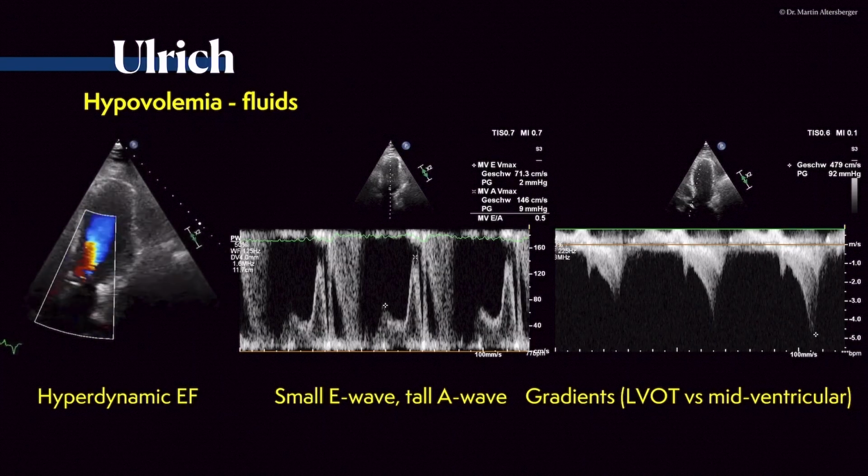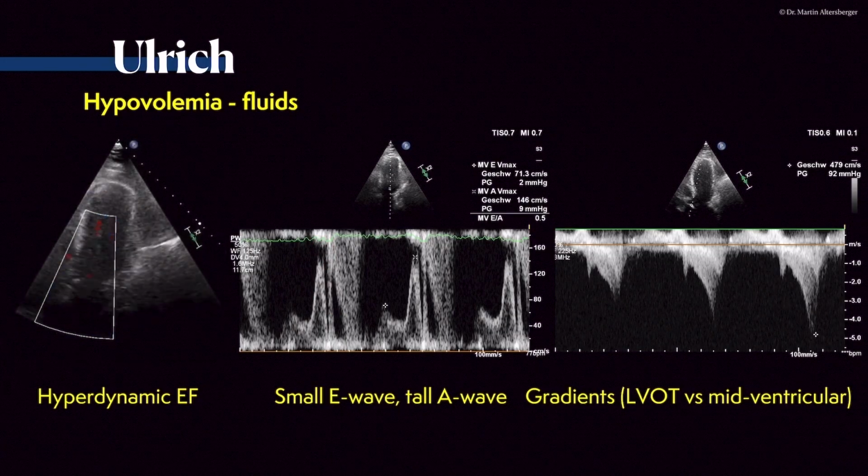Ulrich, on the other hand, is hypovolemic. Just take a look at this signal. This very small E wave means that the suction of the ventricle is very, very weak. The large A wave means that there's hypovolemia present. So this very small E wave compared to the very large A wave can hint towards hypovolemia.